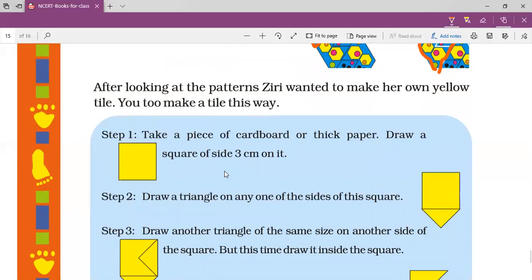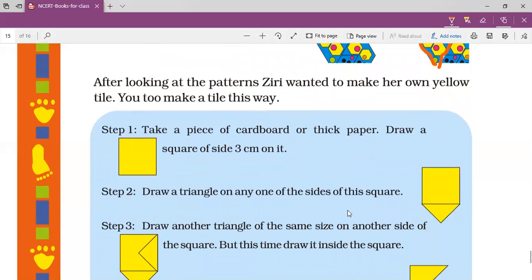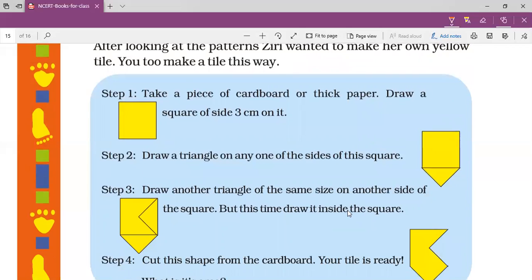Step 1. Take a piece of cardboard or thick paper. Draw a square of side 3 centimeter on it. Step 2. Draw a triangle on any one side of this square. Means on the square of 3 centimeter, you have to draw a triangle. Then draw another triangle of the same size on another side of the square, but this time draw it inside the square.